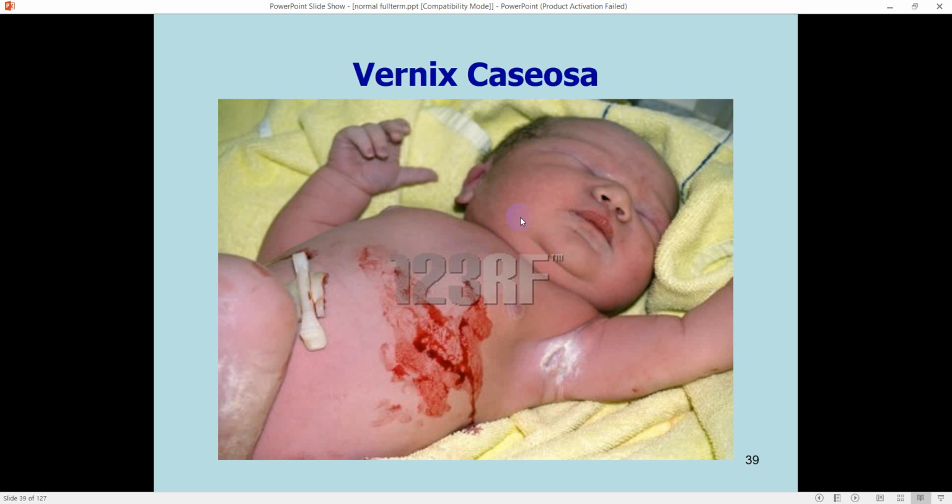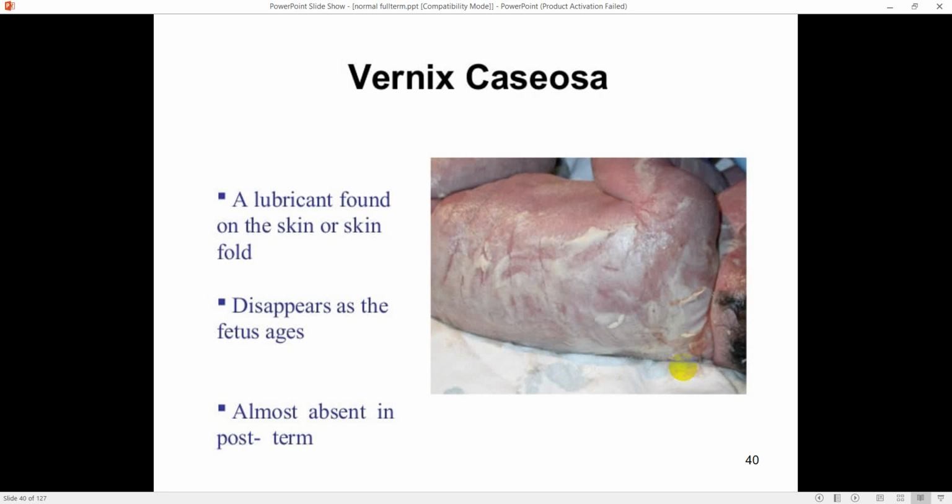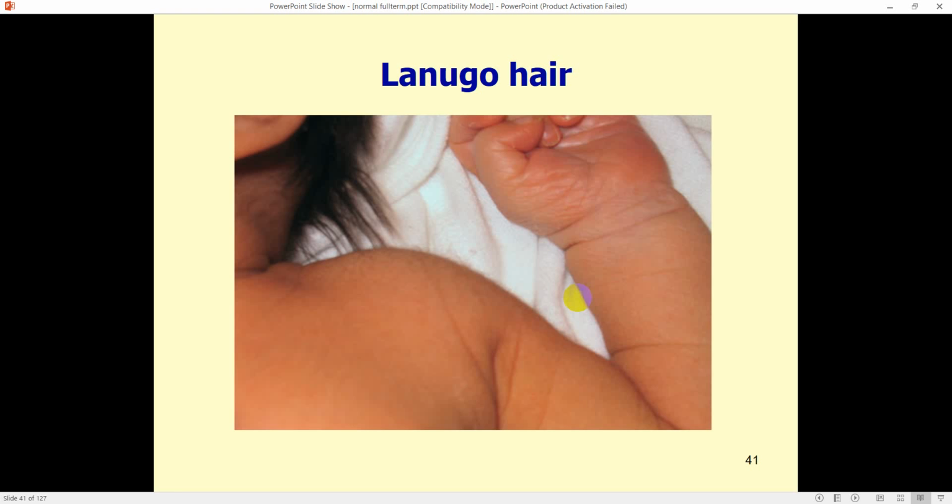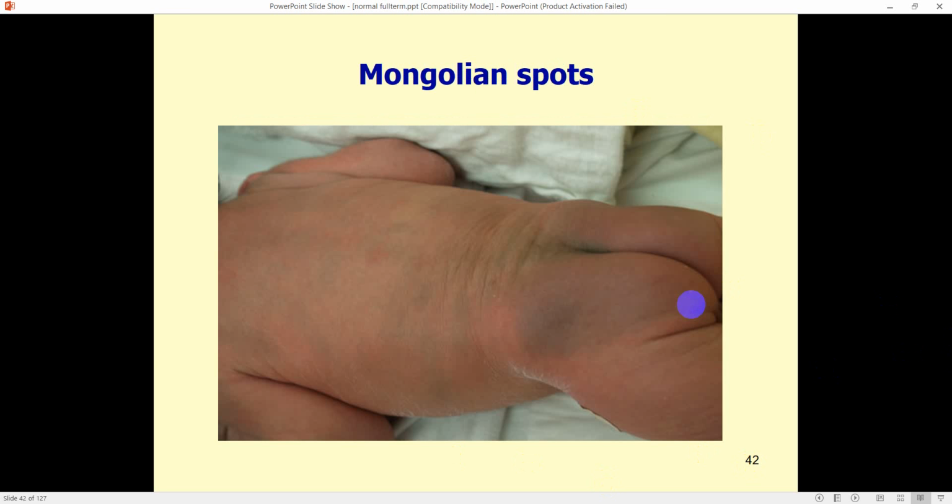In this newborn, first of all, the skin is covered with a greasy material we call vernix caseosa, which is normal. This baby is covered with vernix caseosa, and there is evidence here on the shoulder of immature hair, which we call lanugo hair. This is seen in the preterm newborn baby.